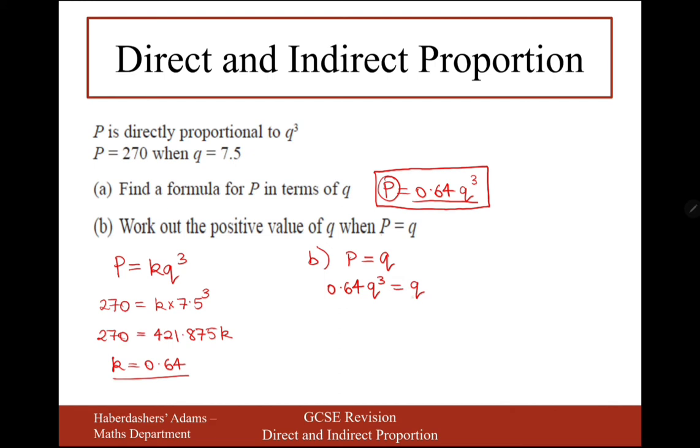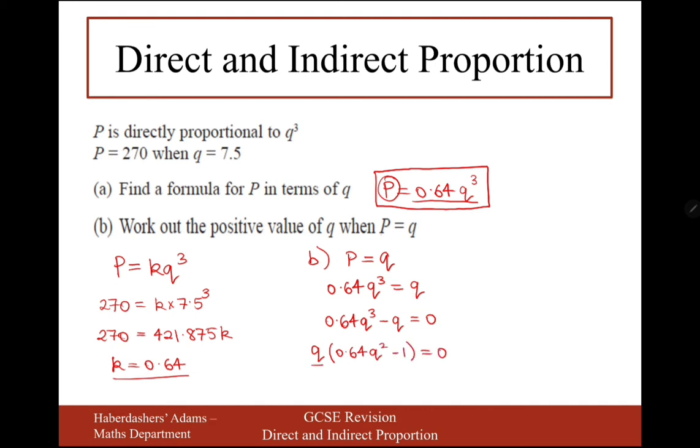Okay, so what I'm now going to do is, what's the best way of explaining this? I'm going to move the Q onto the other side. I think that'd be the best way of explaining it. So subtract Q onto both sides, factorize Q, so 0.64 Q squared minus 1 equals 0.